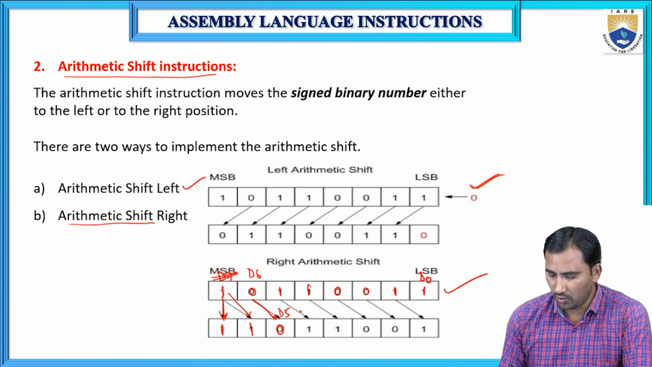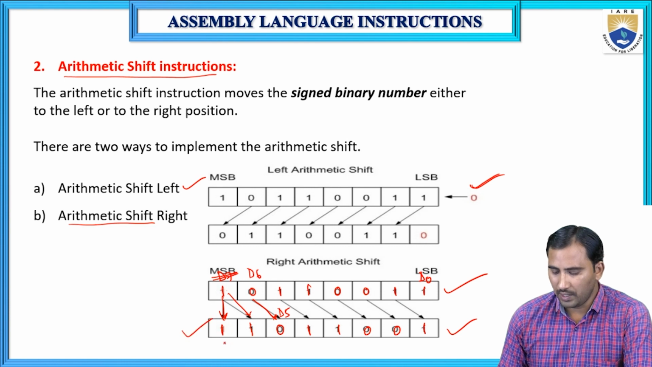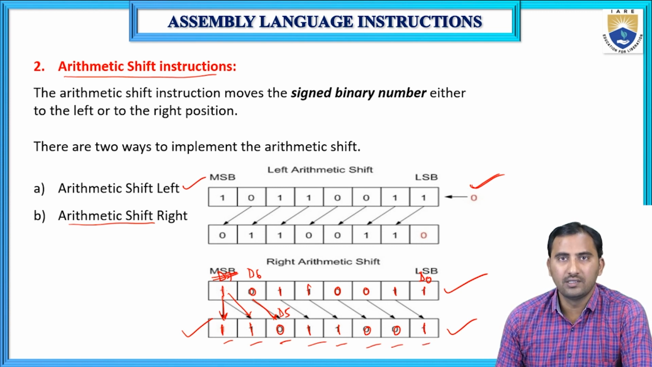Copy to here. 0, 1, 1, 0, 0, 1. Okay. So after performing the arithmetic shift right, the contents of the register will be 1, 1, 0, 1, 1, 0, 0, 1. So these are the arithmetic shift operation instructions.